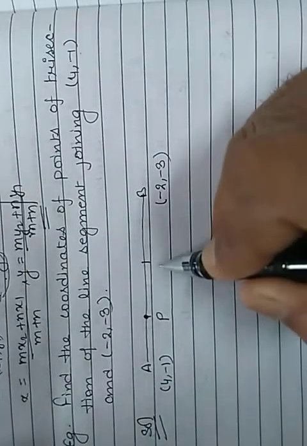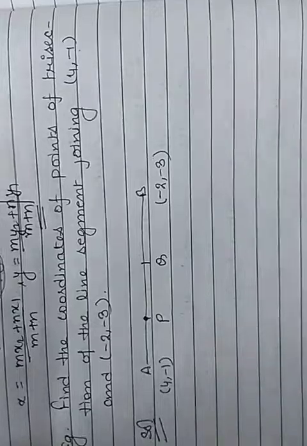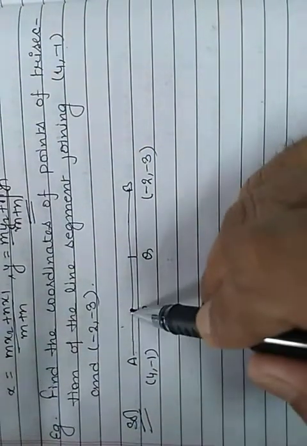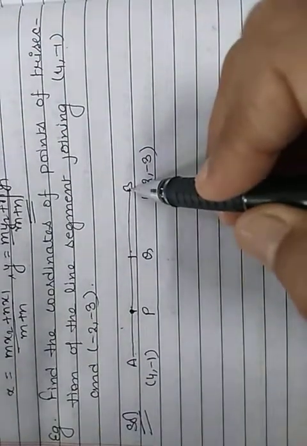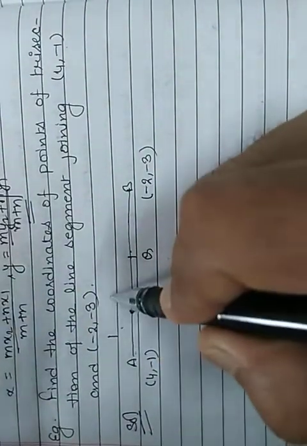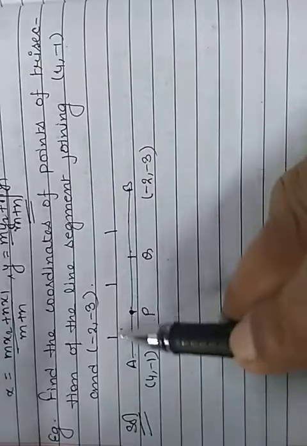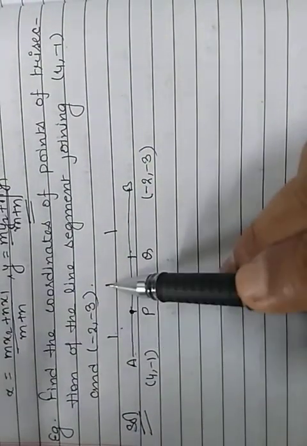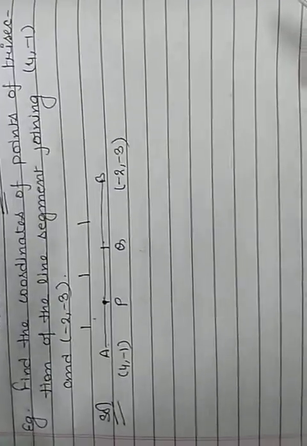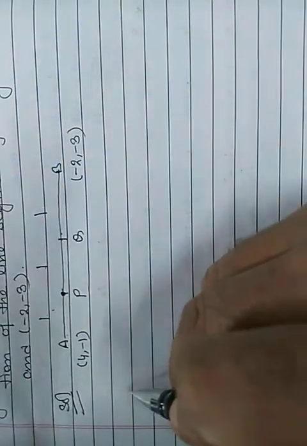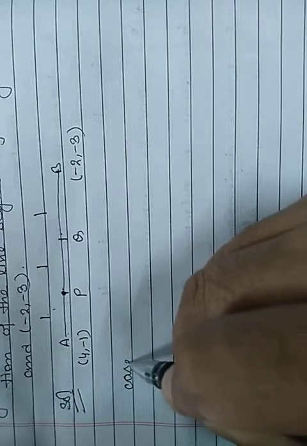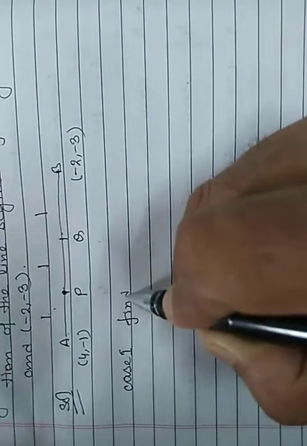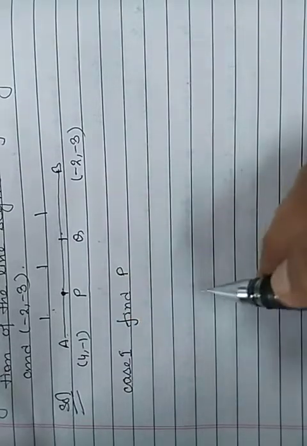Let this be point P and this be point Q. As it is trisected, AP is equal to PQ is equal to BQ. So they are in the ratio 1:1:1, as they are all equal. So the ratio is 1:1:1. So in the first case, we will find the coordinates of P.